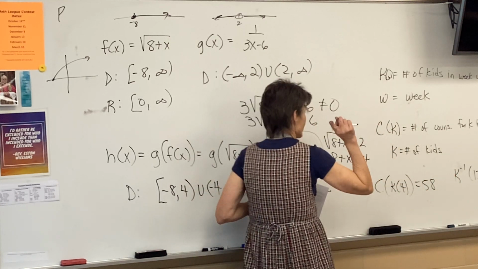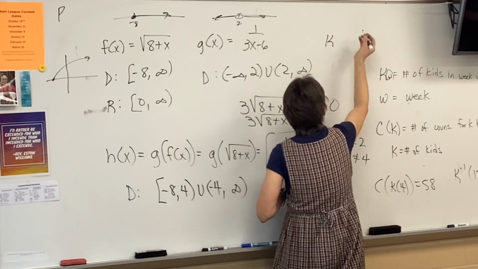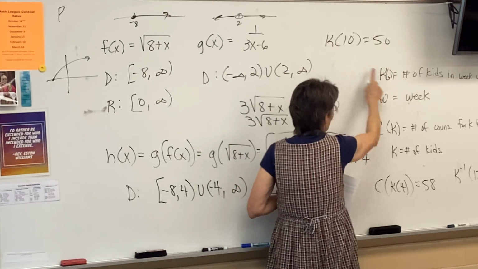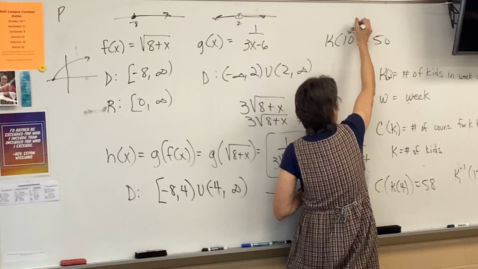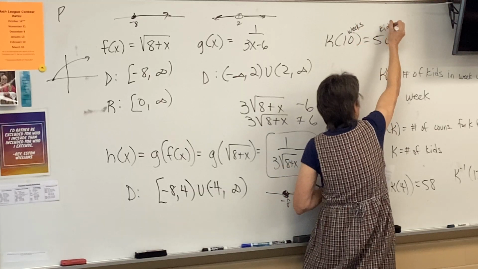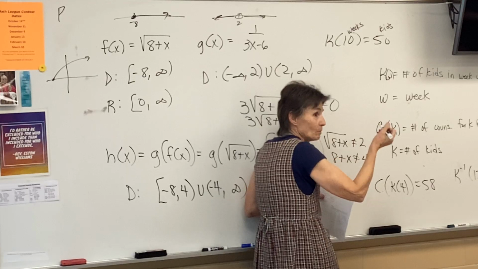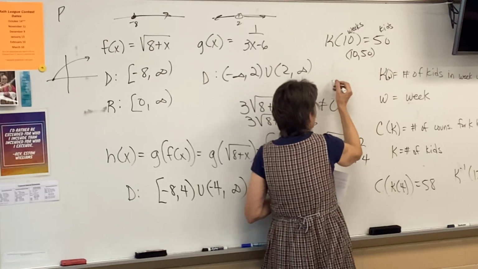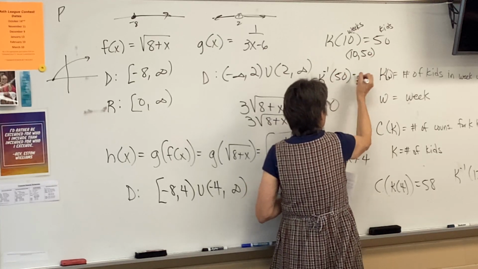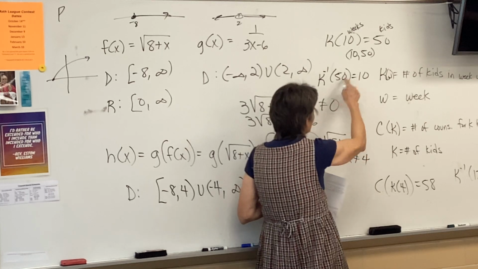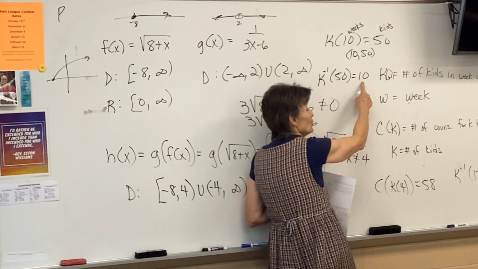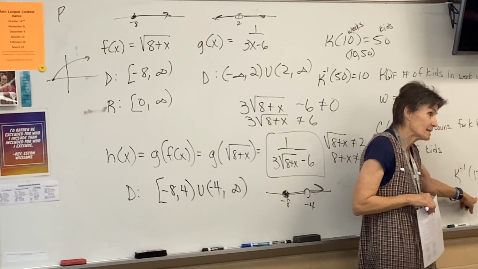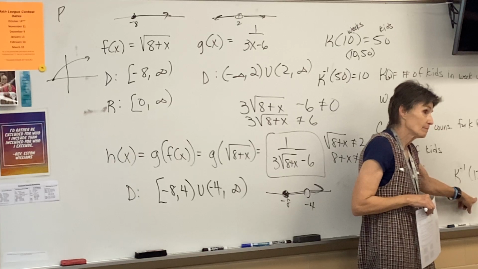Remember, let's say K of 10 equals 50. I'm making that up. But that would be K of, in 10 weeks we have 50 kids, right? Or in week 10, we have 50 kids. So when I did the inverse, that's 10 comma 50. So K inverse of 50 would be 10, right? So that would be 50 kids, and it would produce the week. So this is the week that had 126 kids, right?